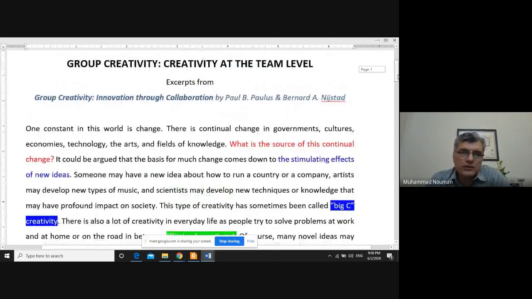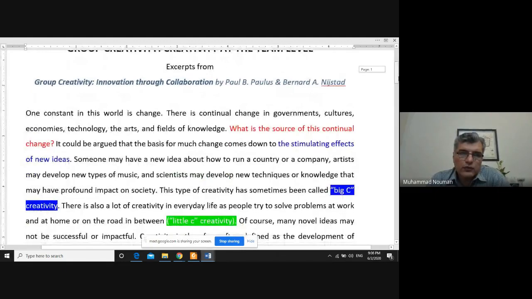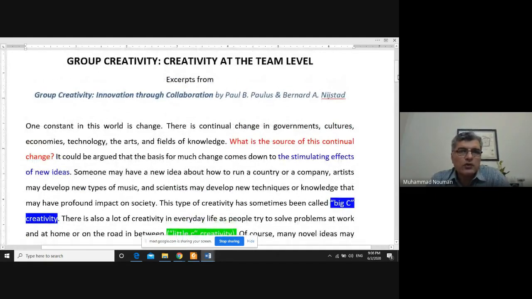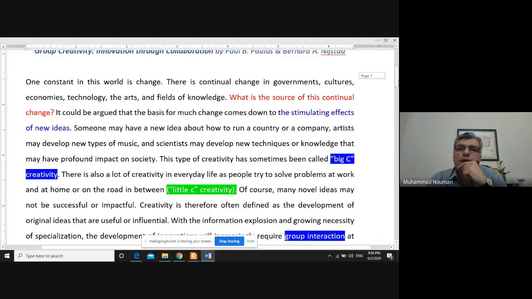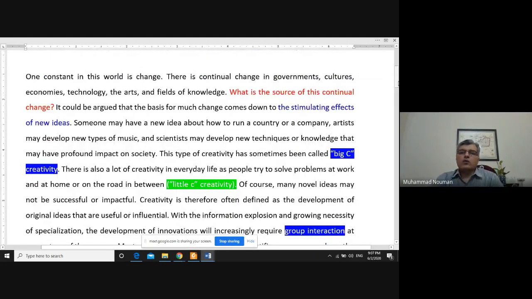Now, as far as this handout is concerned, it focuses on various dimensions of team or group creativity, and it attempts to shed some light on the basics, the key terminologies and key concerns that I would like to highlight here. For example, at the start, one important question that the handout raises is what is the source of continual change in this world? All we know is that the world is changing around us constantly.